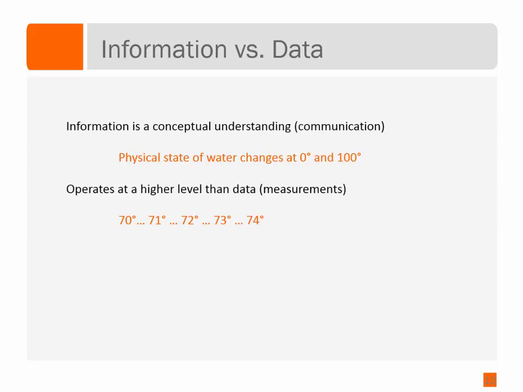Specifically, at 0 degrees and 100 degrees, there's a physical state change of water. Below 0 degrees, it's a solid that we all know as ice. Between 0 degrees and 100 degrees, particularly if we're speaking in Celsius, it's water. And above 100 degrees, we know it as steam, the gas form of water.